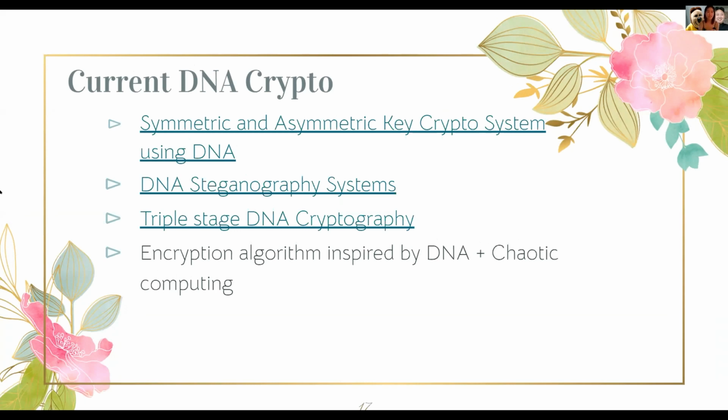Some really cool systems that have already been developed so far: the symmetric and asymmetric key cryptosystems using DNA. And then you also have DNA steganography, encrypting basically images to hold data. So that's also been done with DNA. And you also have triple stage DNA cryptography, which is pretty cool. And the last one I couldn't find a good research paper for, but it was mentioned and I thought it was pretty good. It's encryption algorithms inspired by DNA and chaotic computing. I would recommend giving that a Google if you're curious, because it's pretty cool.